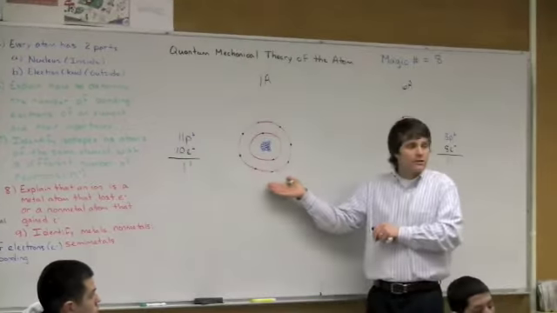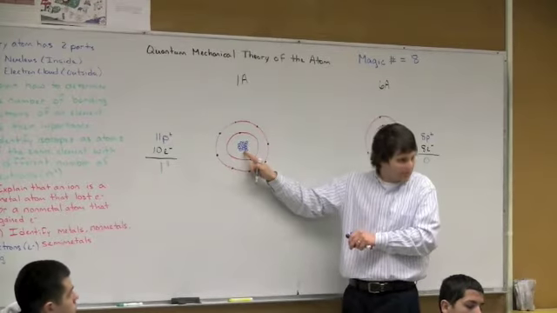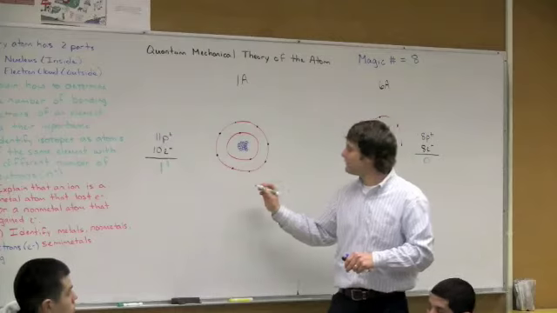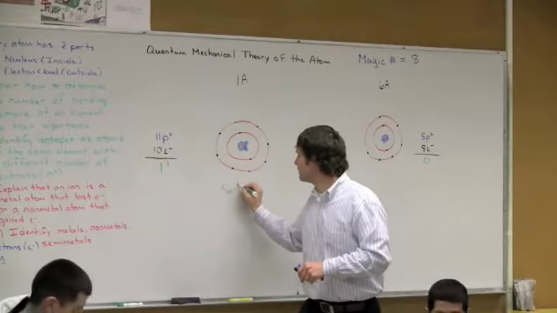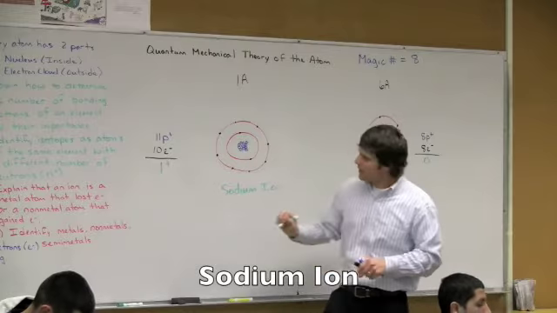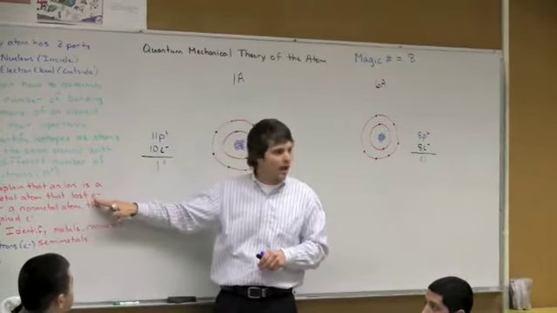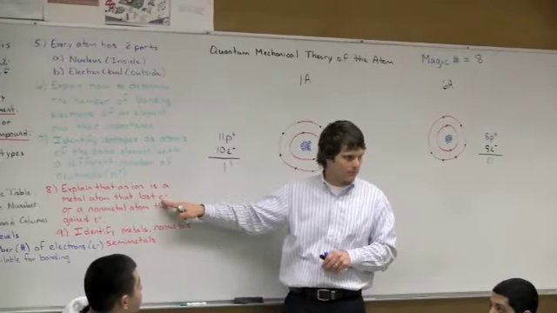I can't call this a sodium atom anymore because it doesn't have the same number of protons and the same number of electrons. I have to call it a sodium ion. An ion is a metal atom that has lost electrons.